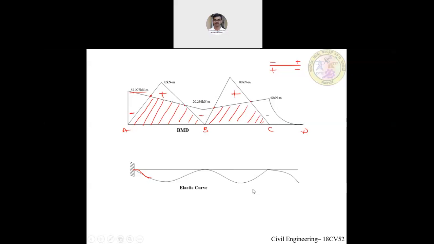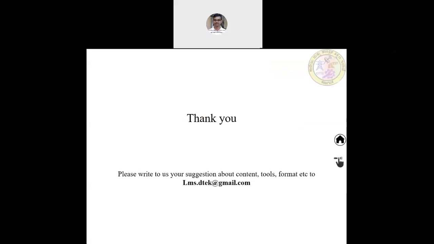So on the whole, we have discussed how to incorporate sinking of support in the analysis of a continuous beam using the slope deflection method. In the next session, we will take up a problem on a rigid jointed frame, and we'll see how to apply this slope deflection method in analyzing the rigid jointed frame. Thank you.